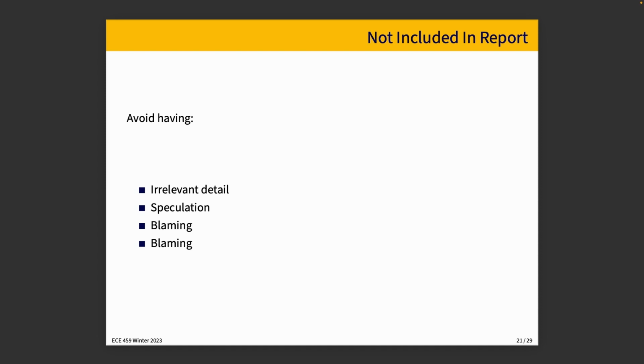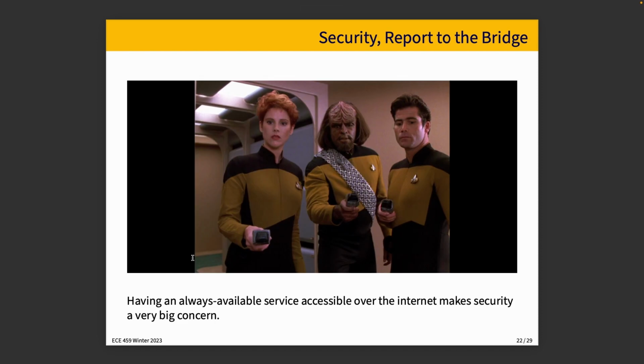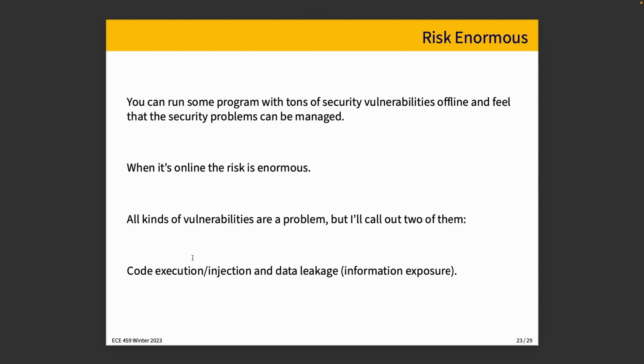There's a very serious risk when we are running our code, always on, always available services, that attackers may be abusing our platform and systems, right? Having some always available server on the internet to which other people can connect and do stuff is actually a potential security concern. You can run your program with tons of security vulnerabilities offline and feel like the problem can be managed, but in real life an online service is potentially exploitable from anywhere. So the risk is very large. All kinds of vulnerabilities are potentially a problem.